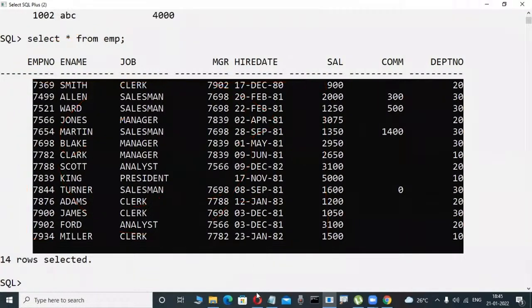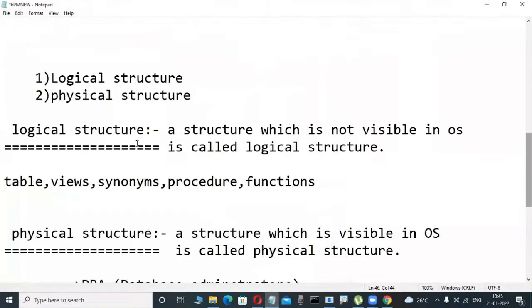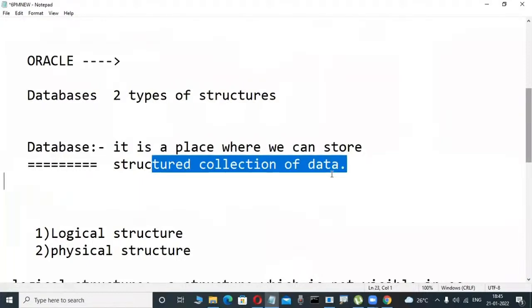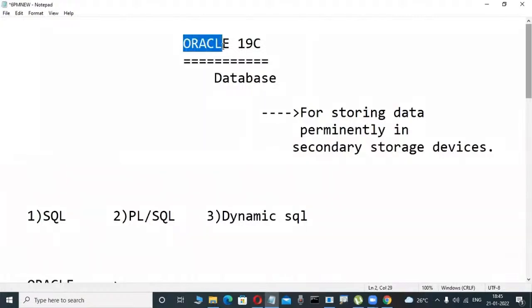That's why, in books or when we type in Google what is a database, two definitions are there. Most developers write that it is a place where we can store a structured collection of data. Understood? And Oracle is a product from Oracle Corporation. In our course, we are learning the 19C version only.